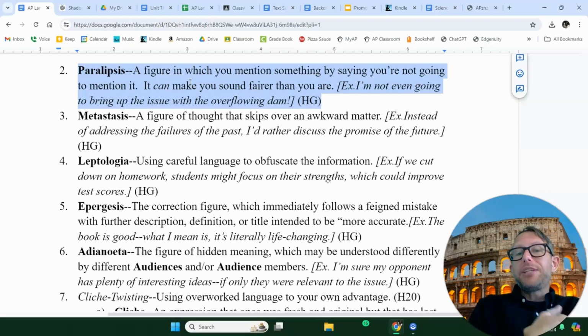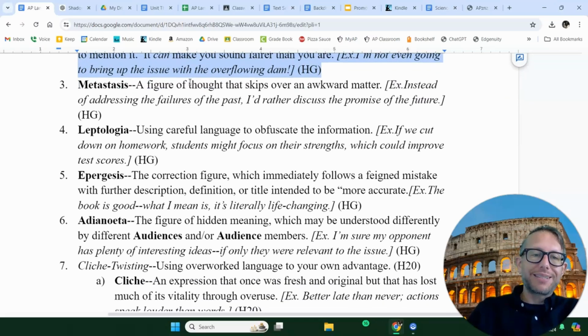So that's why we say it makes you sound fairer than you really are, because it's kind of like the things we've talked about in the past where you're making allusions or innuendos or suggestions for people to infer, and they can sort of fill in the gaps on their own. And that makes you look like a better person without actually being a better person, because, of course, we can't move our mind from the overflowing dam at this point, okay? So paralipsis, all right?